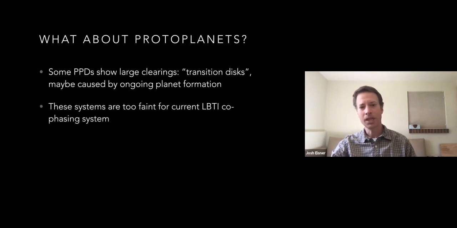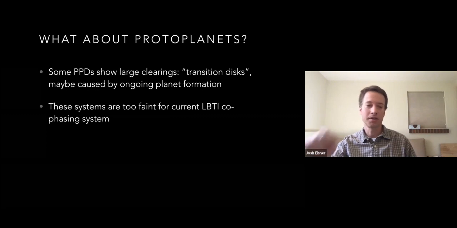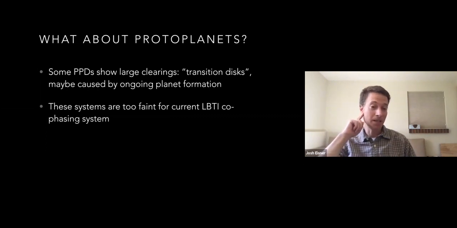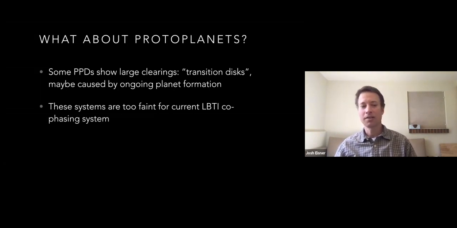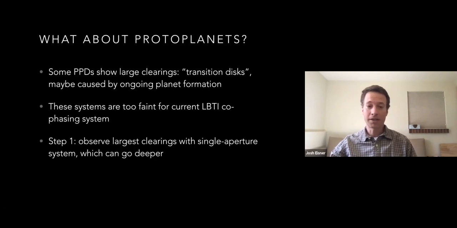The reason we haven't done it is they're just too faint for our current LBTI co-phasing system. So basically the adaptive optics on each aperture works, but the co-phasing system for phasing up those 2 apertures doesn't work. So we can only look at systems that are bright enough so that either we can co-phase or the atmosphere isn't changing during an integration time. If we want to go fainter, we have to do more. So we've done 2 things.